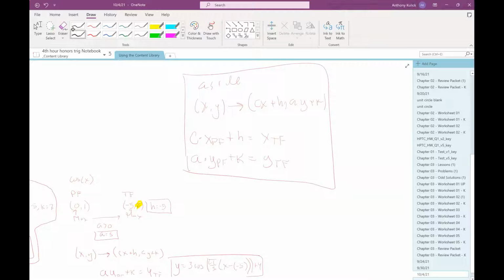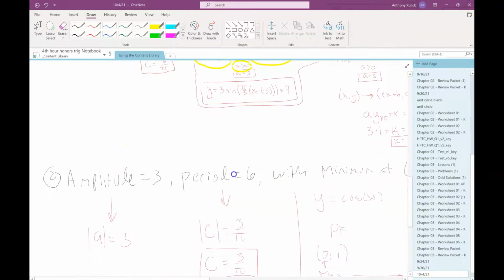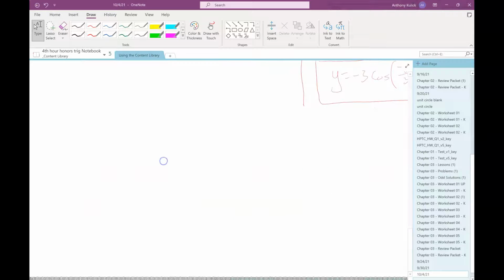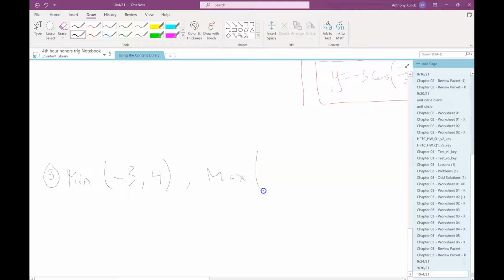Well, let's look at another. Let's do something maybe a little bit more challenging even. Let's just say we have a minimum at (-3, 4), and we have a maximum at (7, 12).